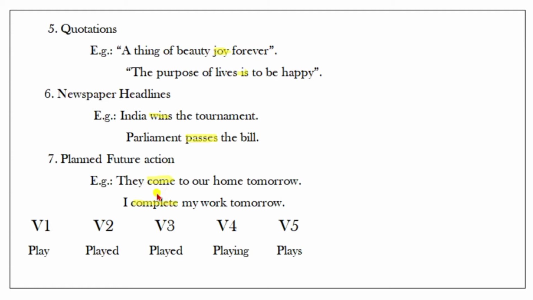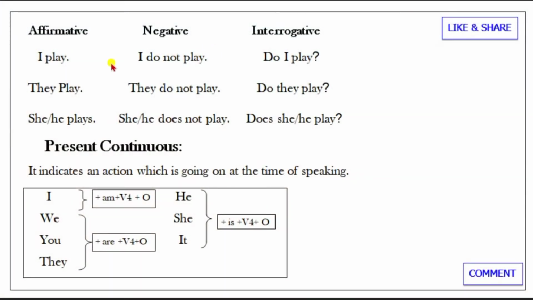And now some verbs we are using in constructing simple present tense. I will explain now in affirmative form, negative form and interrogative form. Suppose V1, V2, V3, V4, V5, one verb only I am saying here. I am taking now play, played, played, with helping verbs, constructing affirmative, negative, interrogative sentences. Affirmative: I play. Simply subject plus V1 only I am using here.